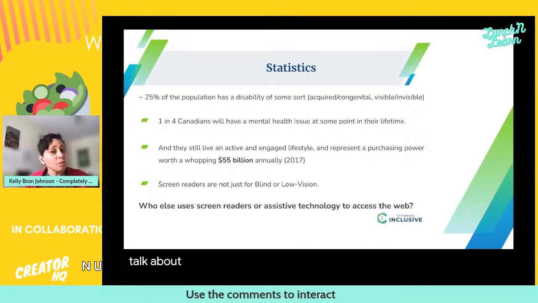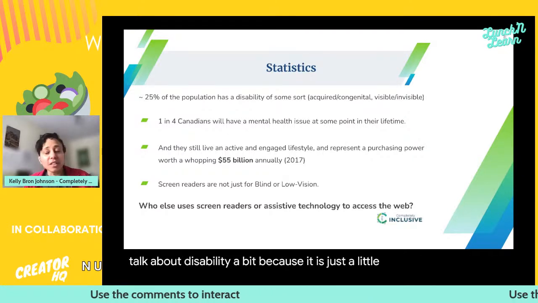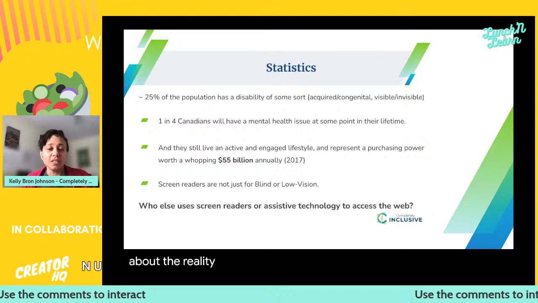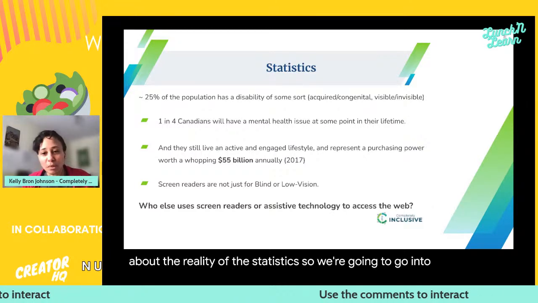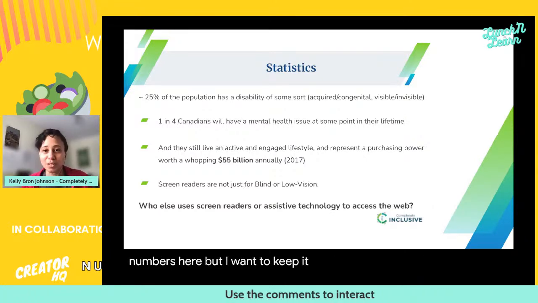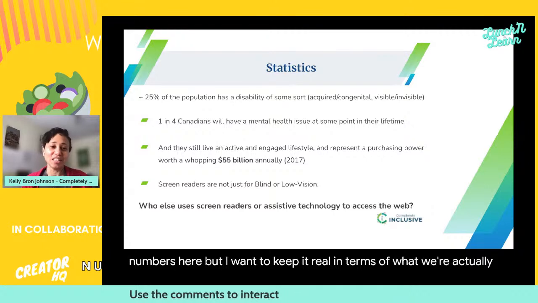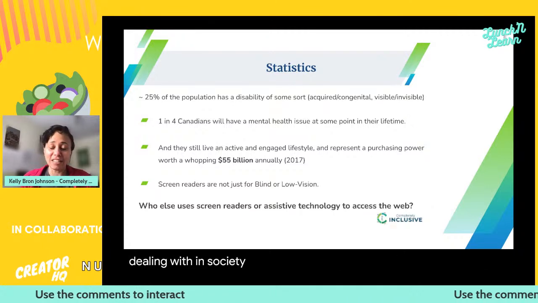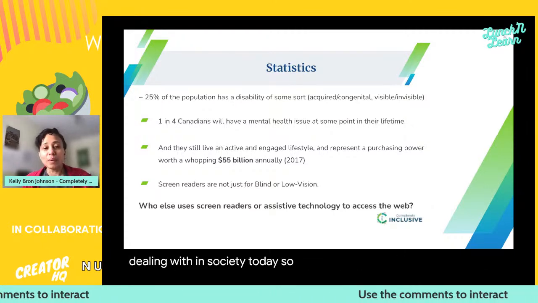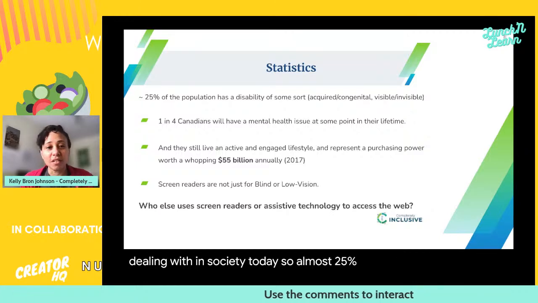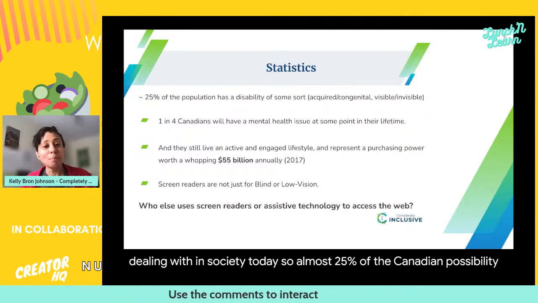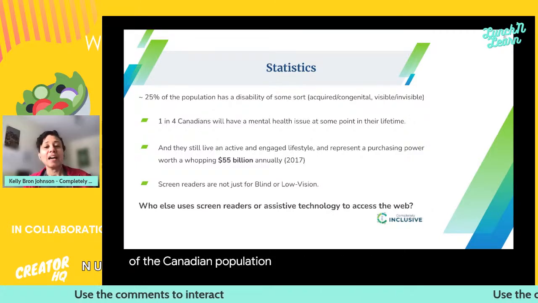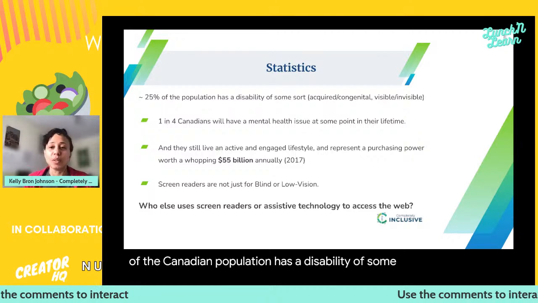So we are going to talk about disability a bit because it is still relevant. And I want to talk about the reality and the statistics. So we're going to go into some numbers here, but I want to keep it real in terms of what we're actually dealing with in society today. So almost 25% of the Canadian population has a disability of some sort.